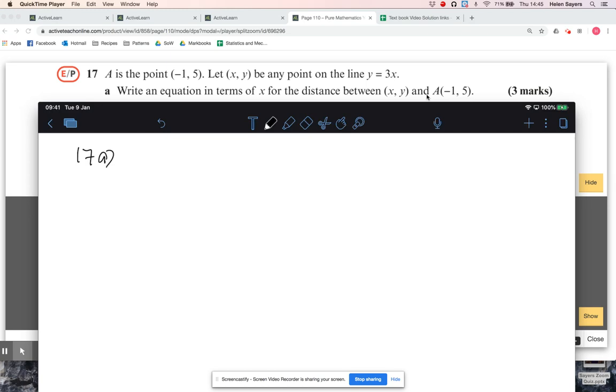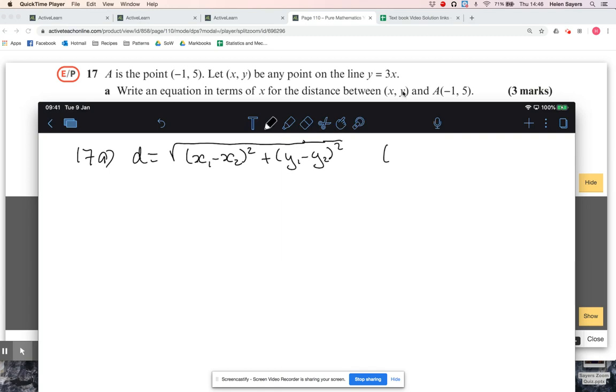Okay, so this is just using the formula for distance, and rather than have two coordinates, we've got one coordinate and then just a general coordinate. So the formula is the difference between your two x coordinates squared and then the difference between your two y coordinates squared. The other slight issue is it says in terms of x. So if it's just in terms of x, I can't have y there, but that's fine.